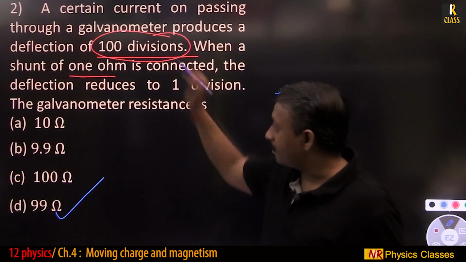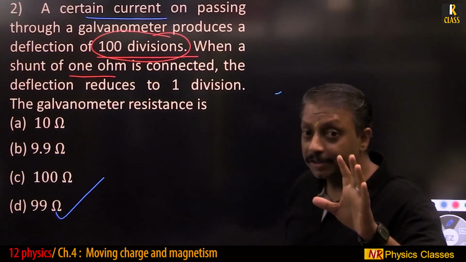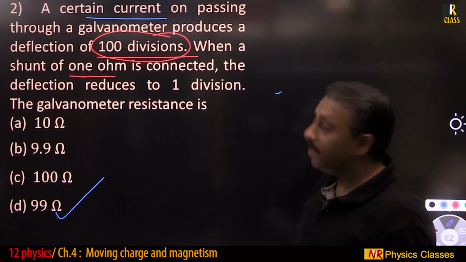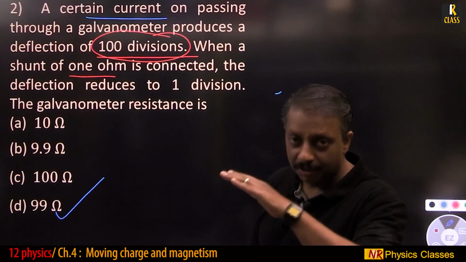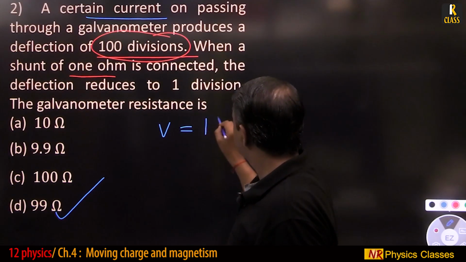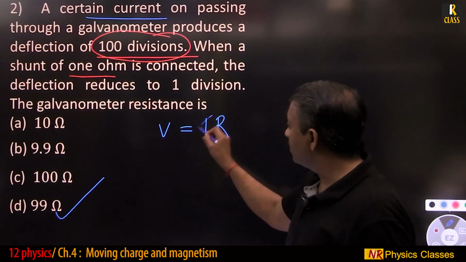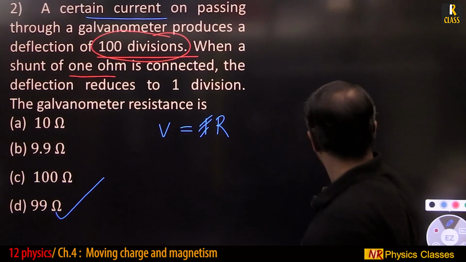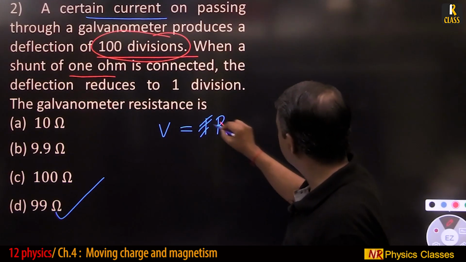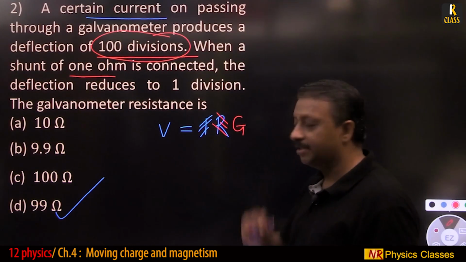This is a galvanometer. Certain current means current is constant. There should be a source which gives deflection. So V equal to IR, Ohm's law, isn't it? But current is constant and resistance of the galvanometer is G. So in place of R, let me write G.